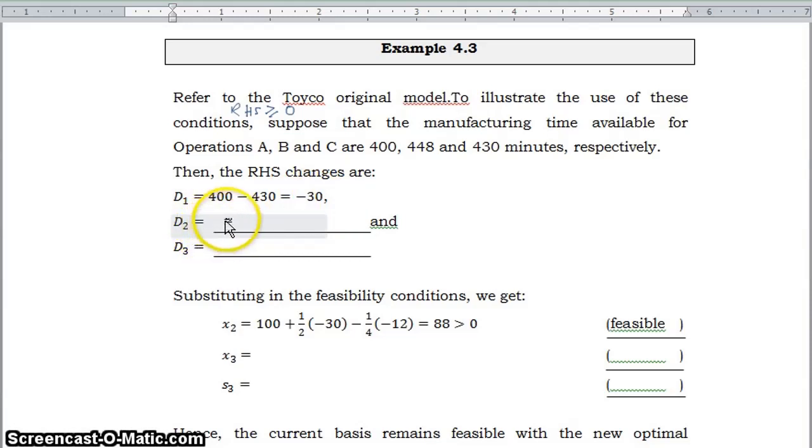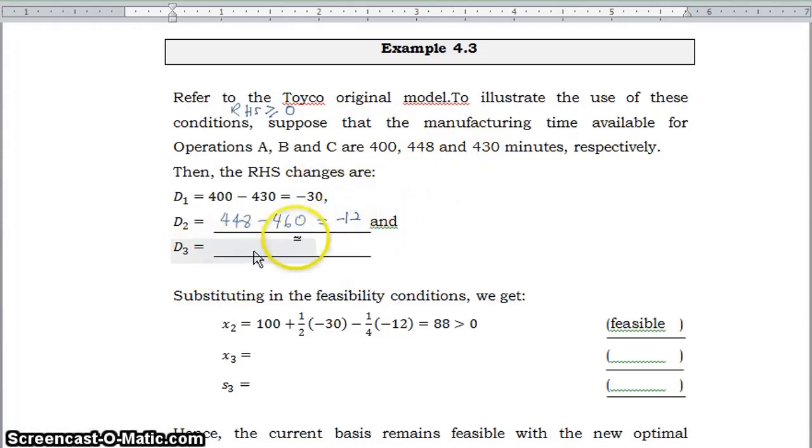D2 is equal to 448 minus 460. We get negative 12.